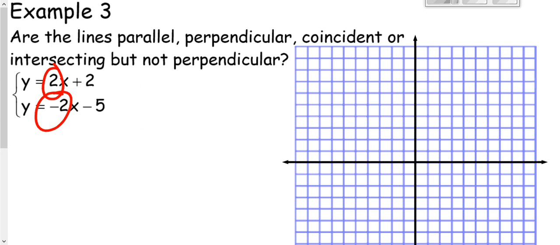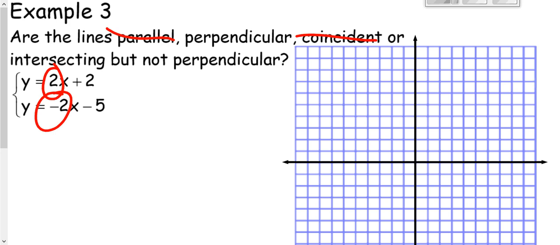Now let's think back. Are these slopes the same? No, +2 is very different from -2. So they are not the same. So can these lines be parallel? No, because to be parallel, they have to be the same. What is the other relationship we know is gone? Coincident. That's the other one where you have to have the same slope. And these are not the same. They're similar, but they're not the same.